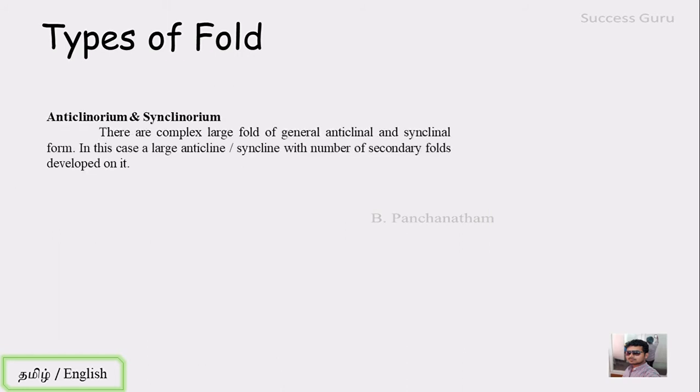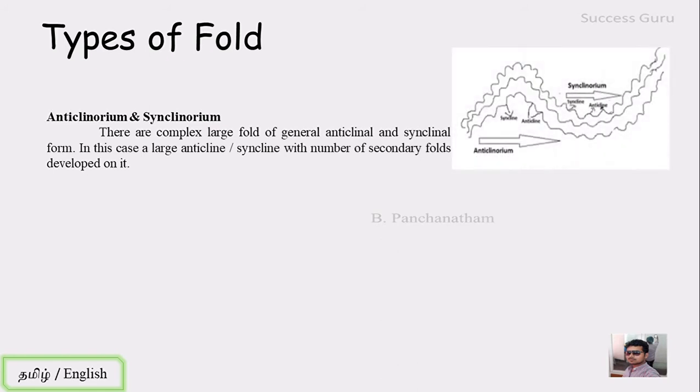Then the next one is the anticlinorium and synclinorium. So these are complex folds of greater anticline and syncline forms, in the case of a large anticline or syncline with a number of secondary folds developed in it. So you can see this is an anticline and the limbs have minor folds, so it is called the anticlinorium. And this is a syncline and its limbs have minor folds, so it is called a synclinorium. So in this the limb gets small minor folds on it, so it becomes anticlinorium and synclinorium.